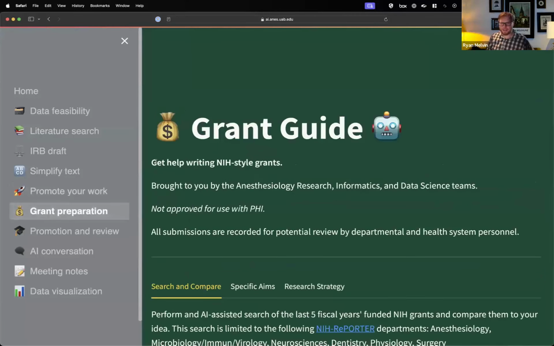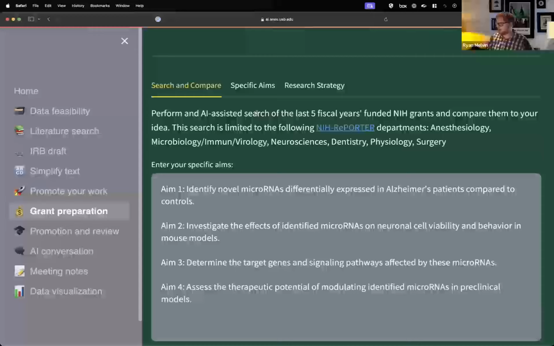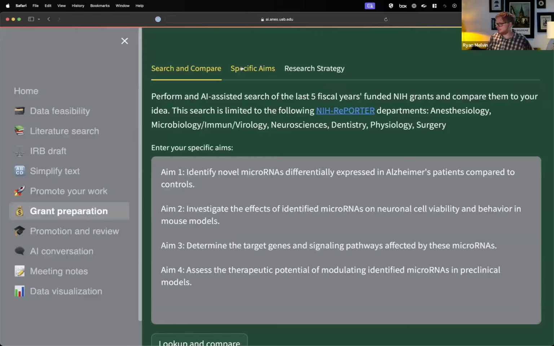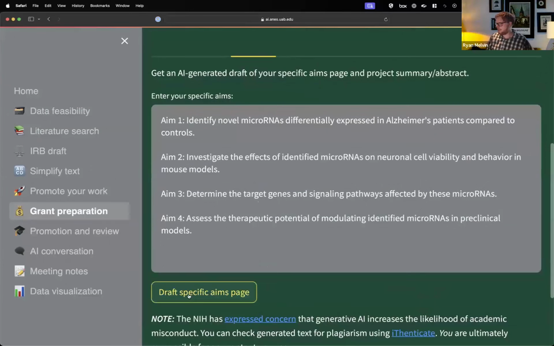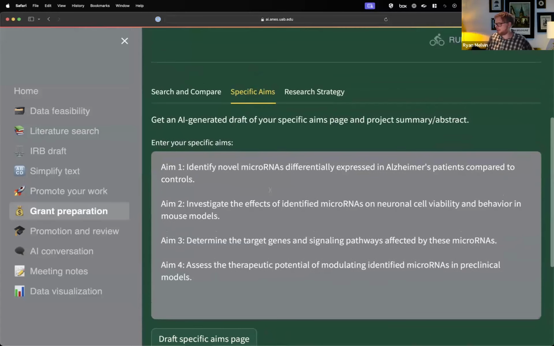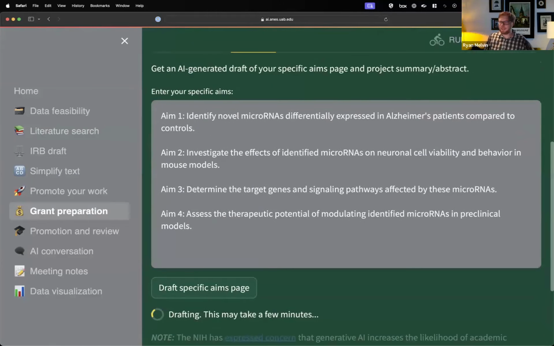We have one that I imagine everybody here is interested in. And I'm going to start this one running, and then I see there's some questions popping up. So this one, if you enter specific aims, it'll help you draft your specific aims page for an NIH style grant. We targeted R style grants. It'll also help you draft research strategies. So we'll let that one run for a second.